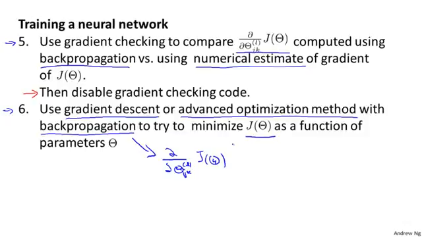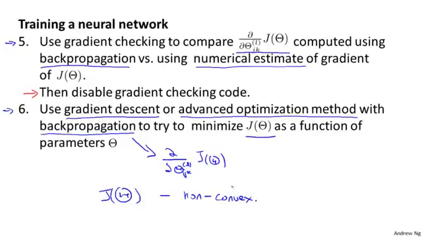And by the way, for neural networks, this cost function J of theta is non-convex, and so it can theoretically be susceptible to local minima. In fact, algorithms like gradient descent and the advanced optimization methods can, in theory, get stuck at local optima. But it turns out that in practice, this is not usually a huge problem.